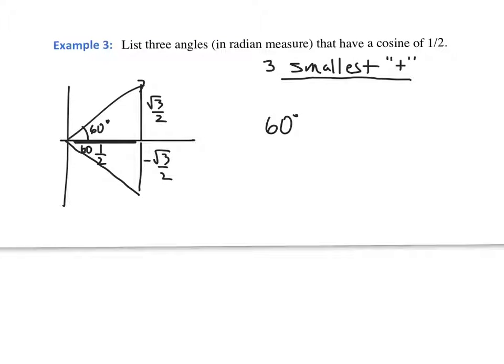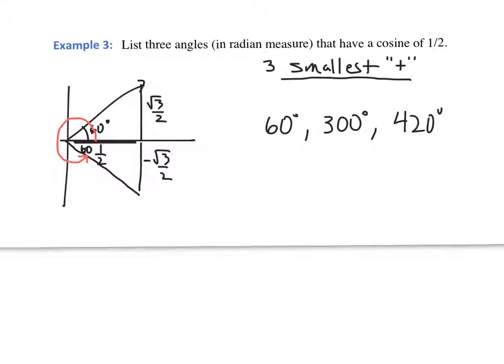So how can I go this direction and end with 60 degrees left to go in the circle? What angle would that be? Lily said it. That'd be 300 degrees. So when you are given cosine, you're going to have symmetry across the x-axis because the x value will not change. Does that make sense? All right, so what would be the next smallest angle that is positive? 420. How did you get that?